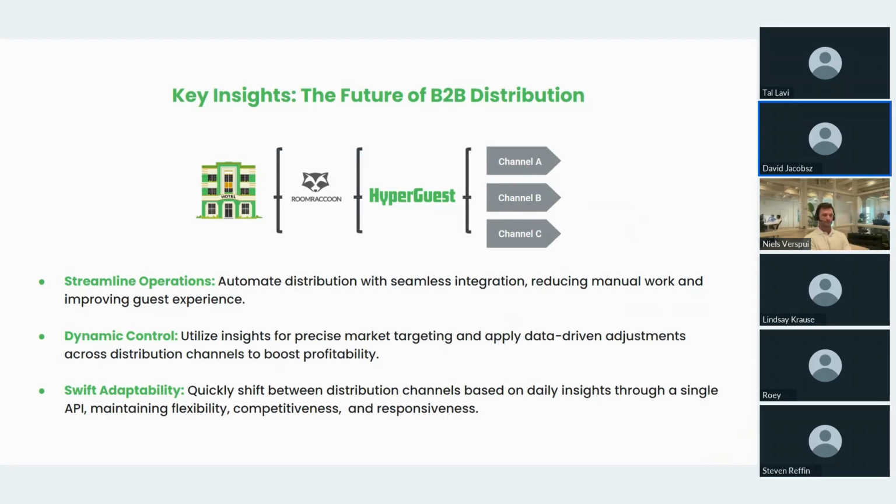Basically, combining RoomRaccoon revenue insights with the HyperGuest dynamic distribution capabilities enables you at property level to act upon all the data that's been given to you, so that you can take those distribution channels and achieve higher profitability or higher revenues. So combined, I think this is definitely a successful integration, and you can definitely start seeing some increase in revenues.